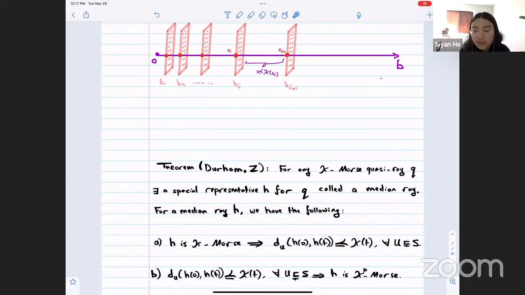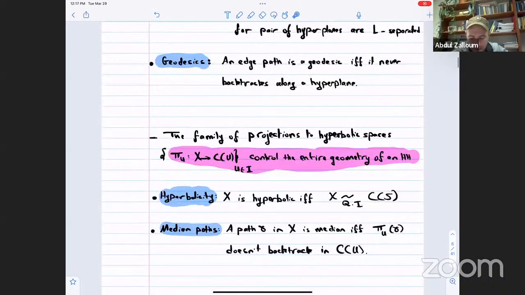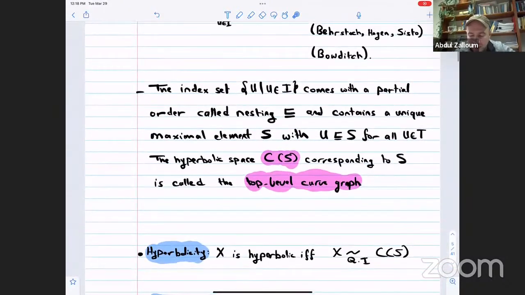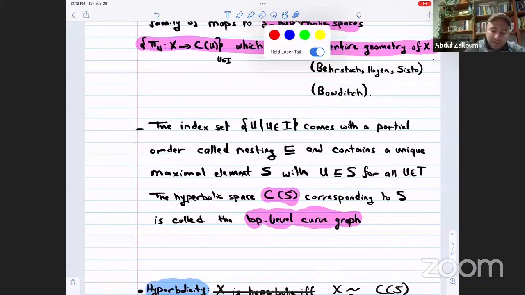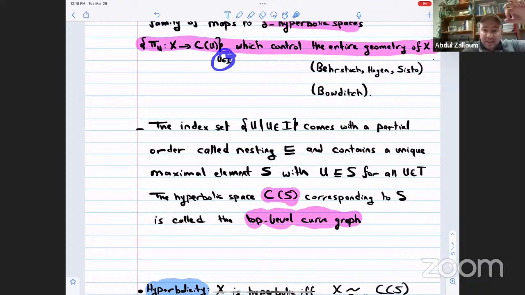I'm sorry, Abdul, can you explain what S is again? Right, let's go back to the definition of hierarchical hyperbolicity. The HHS by definition was a space that came with a collection of hyperbolic spaces and projection maps to them. I mentioned that this index set comes with a partial order, and there is a unique maximal element called S. So S is the unique maximal element, and CS is the hyperbolic space indexed by that S. Yep, got it. Thank you.